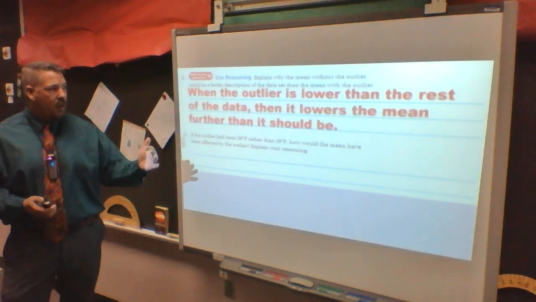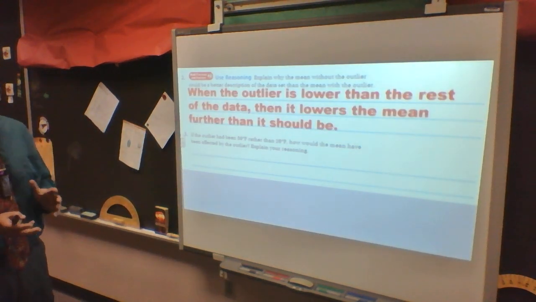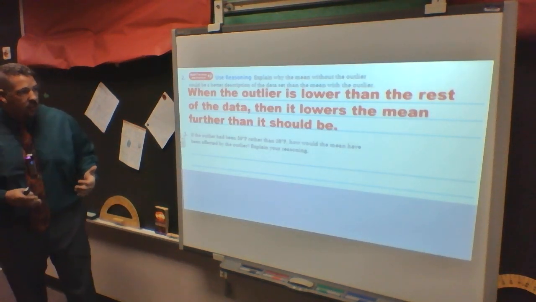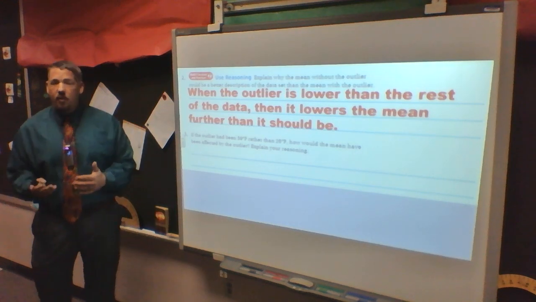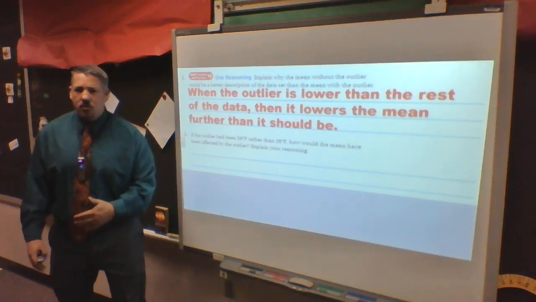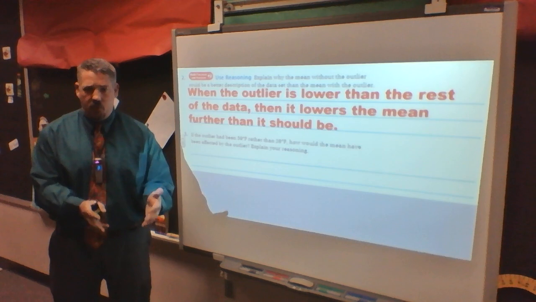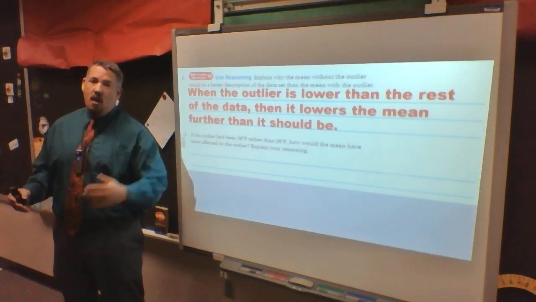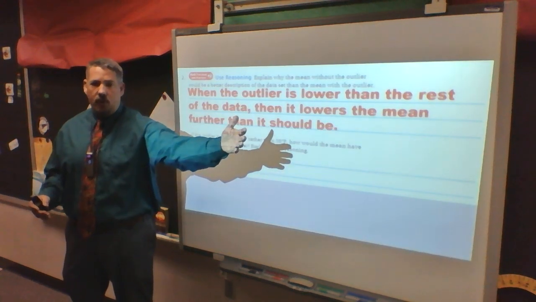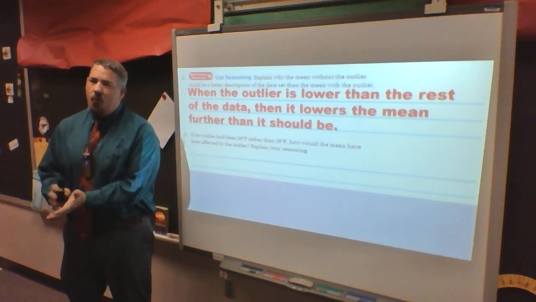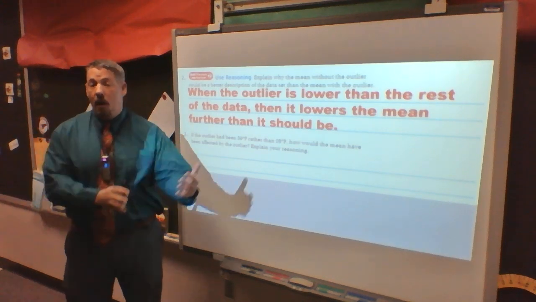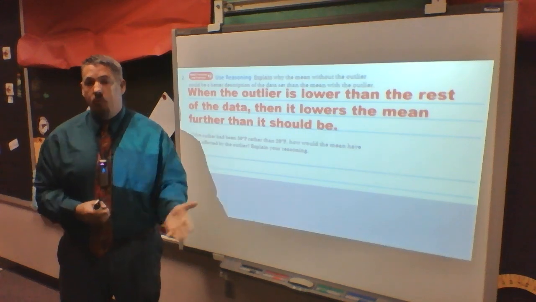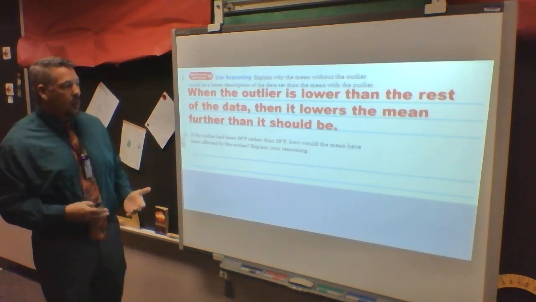So when I explain why using that average, I have to understand what it does to it. When the outlier is lower than the rest of the data, then it lowers your mean further than it should be. You don't actually get an average of 78% on your test, even though that really low 47 affects your 95, 96 average. So if we eliminate that, just say, well, I had one really bad day, but all my other tests, mom, dad, are 95% average. That's more accurate of what you're doing in class.